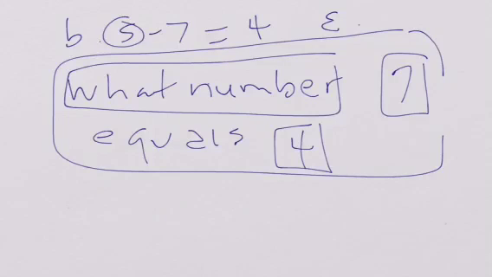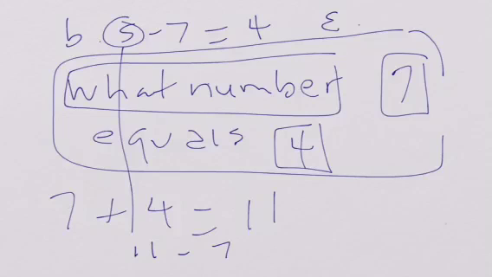Sorry. So it's what number minus 7 equals 4. So 7 plus 4 equals 11. So now we can replace the S up here to get 11 minus 7 equals 4. And so that is the solution on that one.